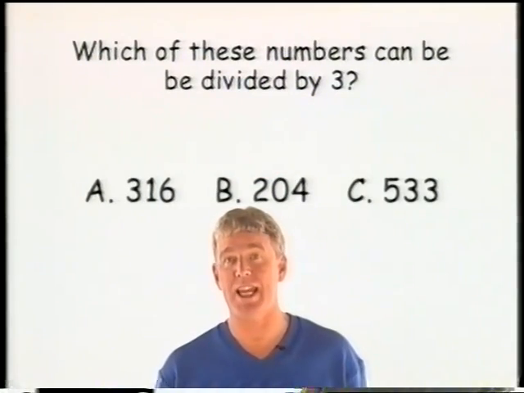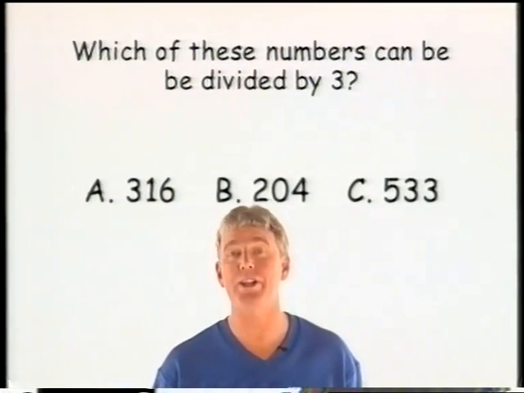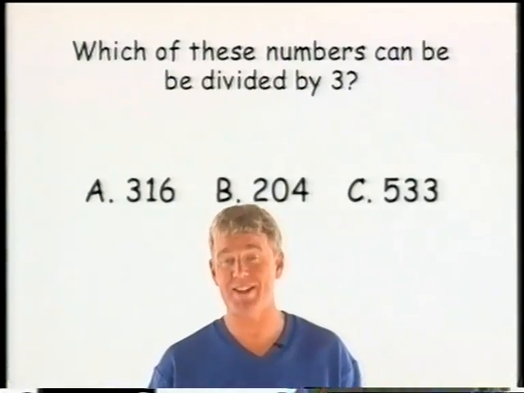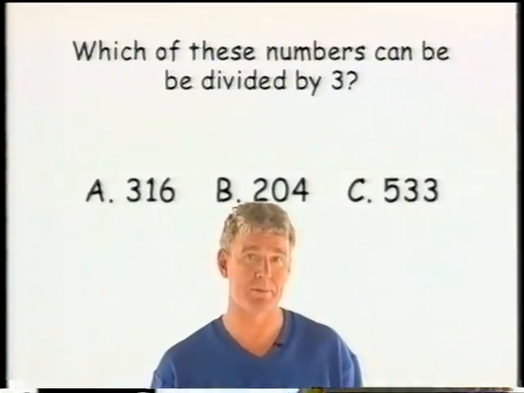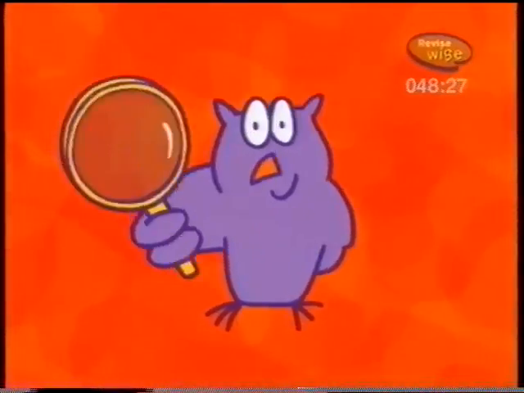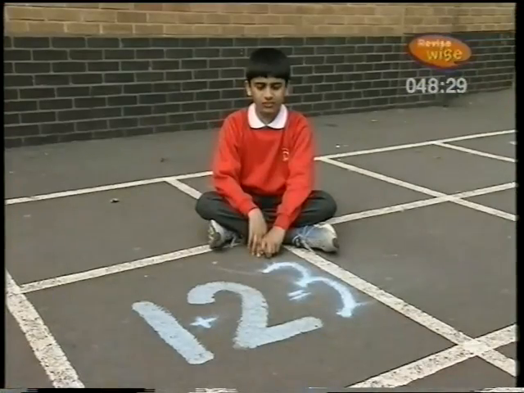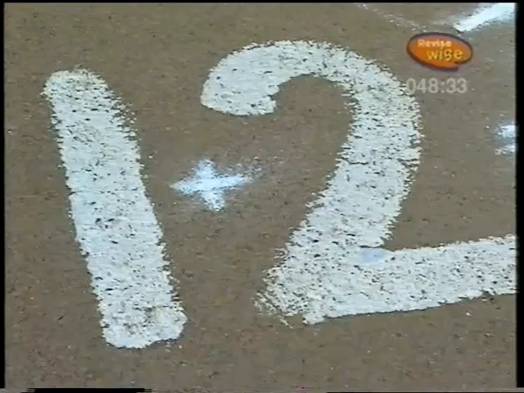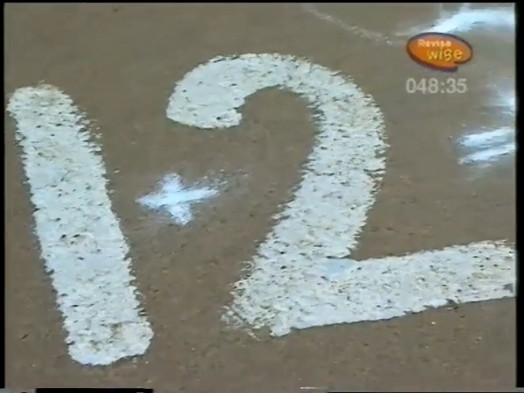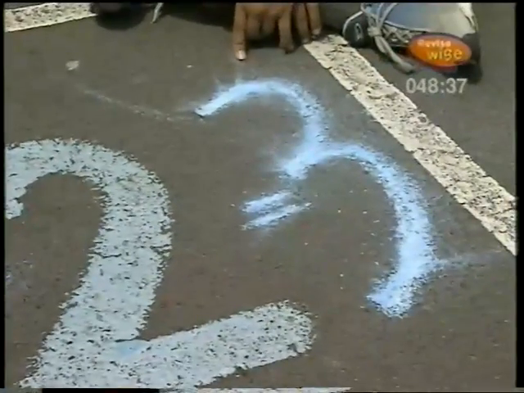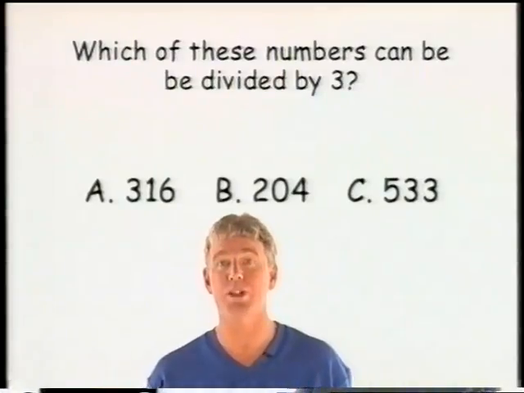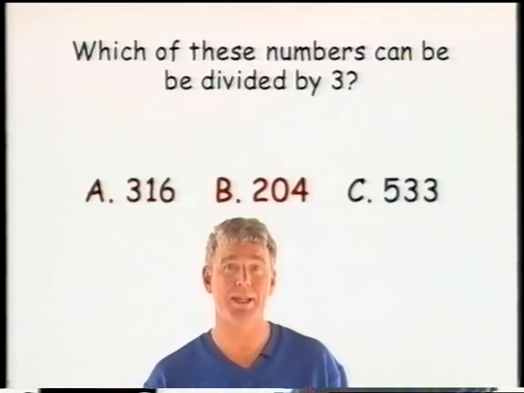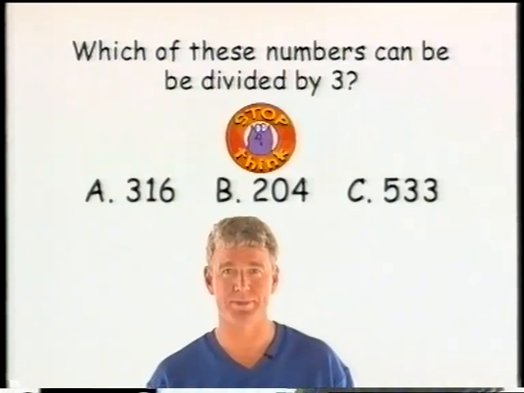Now you don't actually have to do the division to find out if 3 goes into a number. Here's the maths team to tell you a quicker way. If the sum of the digits that make up a number is divisible by 3, then the number itself is also divisible by 3. So, what's your answer? A, B, or C? Time to stop and think.